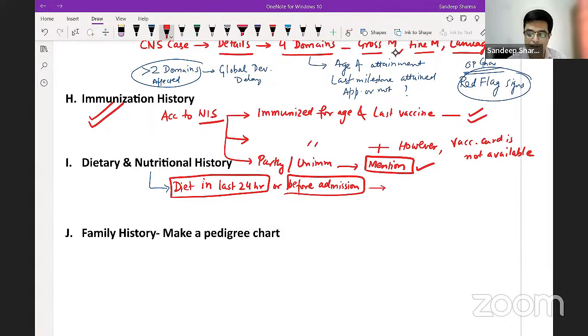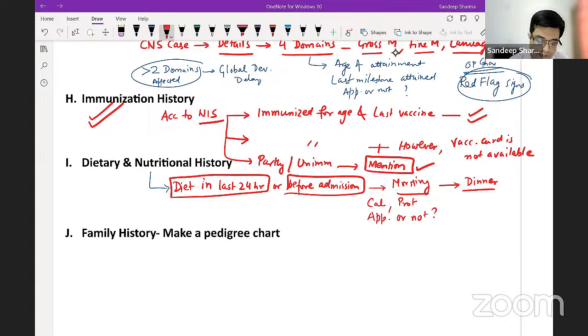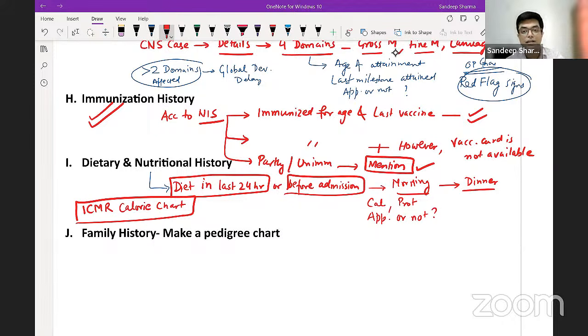You will start from the morning when the child gets up. You will include the snacks in between, all the fast food, everything, and go till the dinner time, and whether post dinner the child is consuming anything or not. You will roughly calculate calories in the child, roughly calculate proteins in the child, and you will mention whether they are appropriate or not. And for this, you need to have the ICMR calorie chart. It is freely available. You can Google it also, download the latest one. The latest one came in 2018-19. That ICMR calorie chart can be of help.